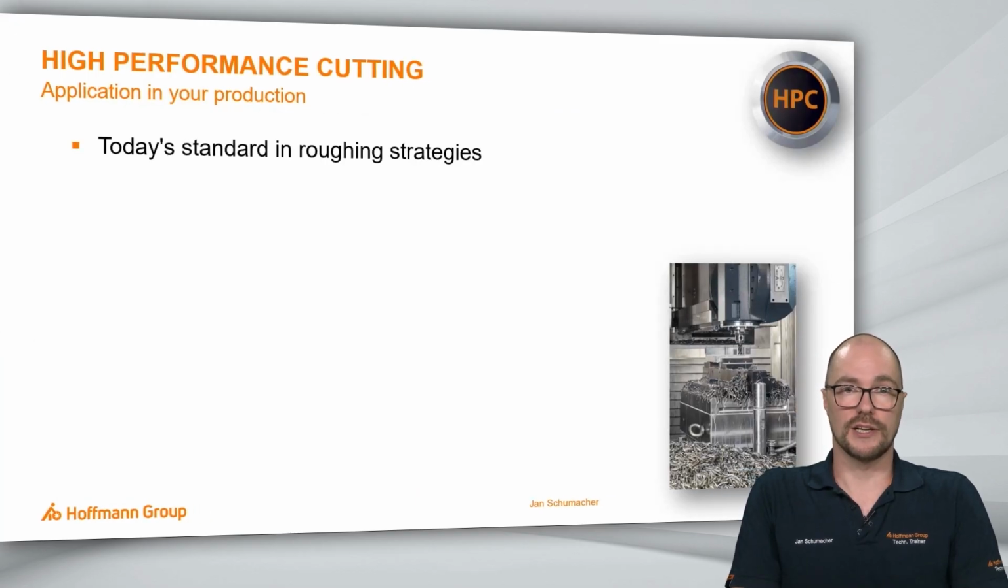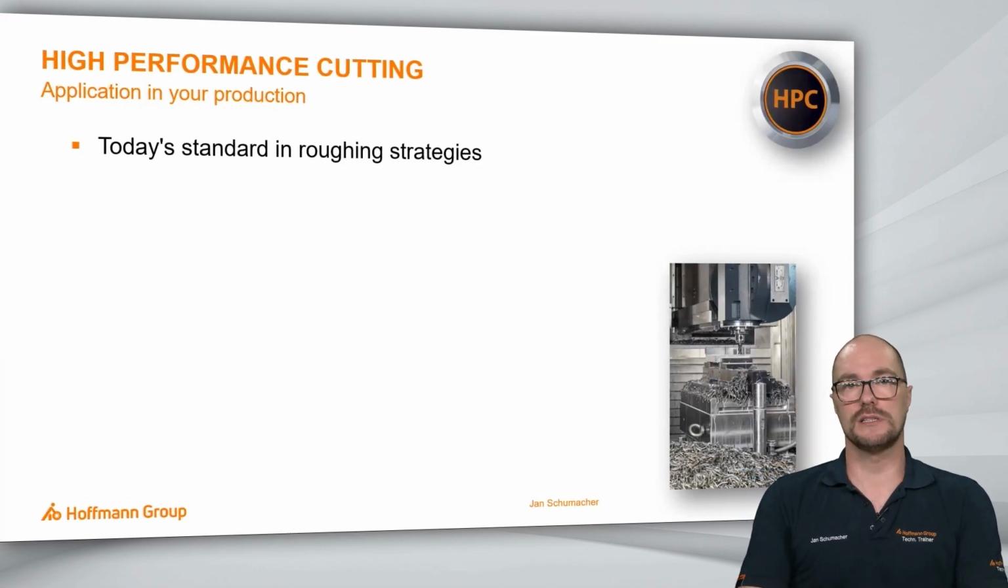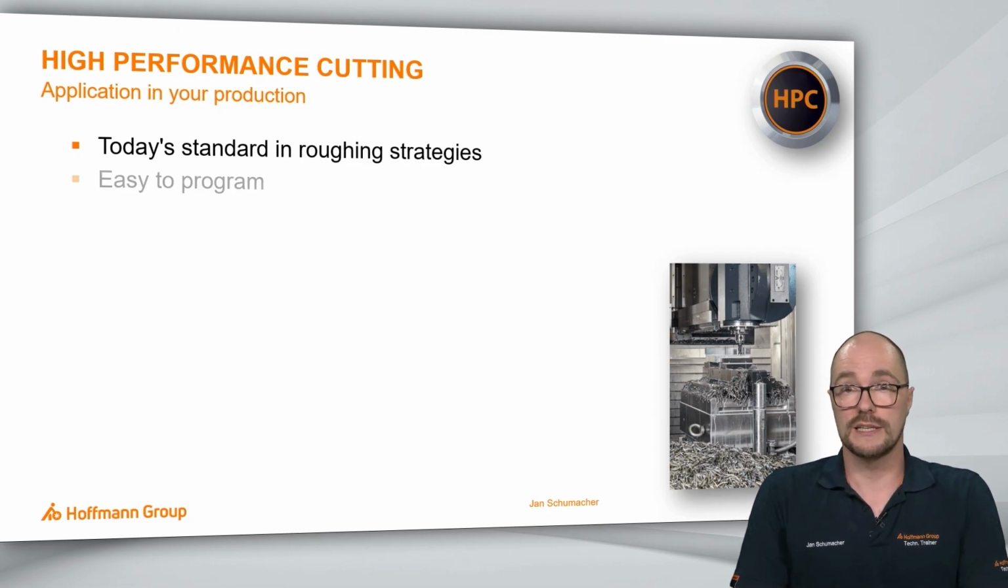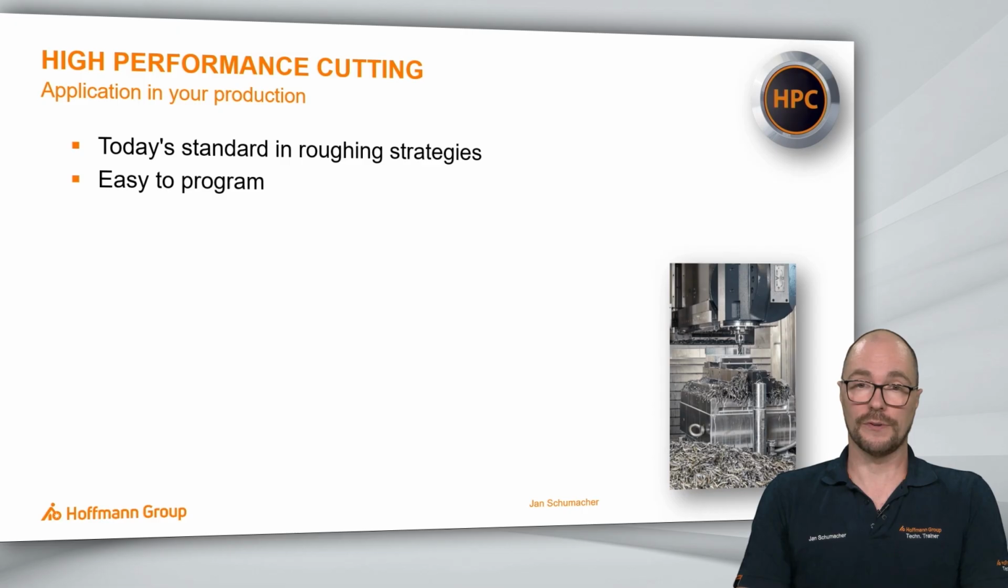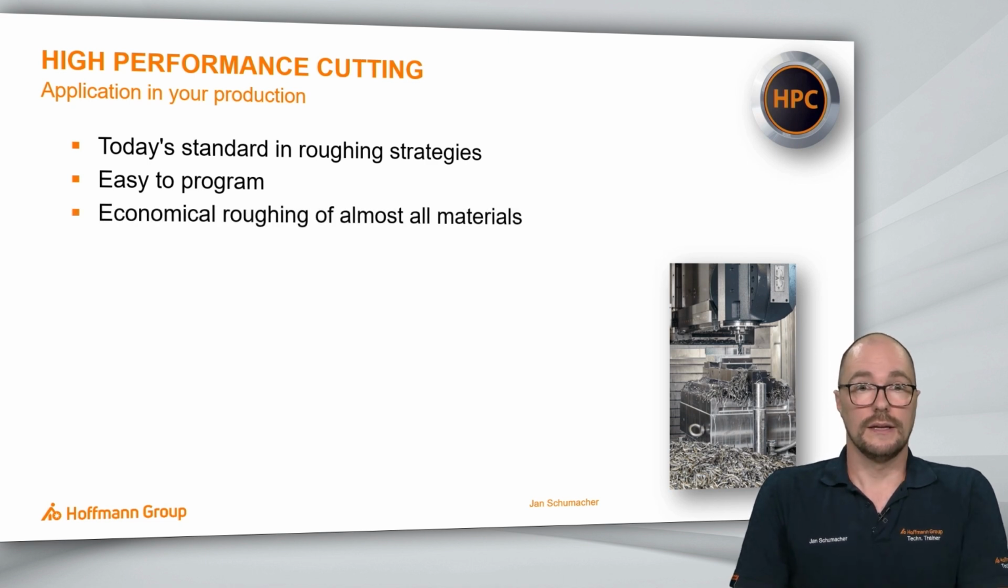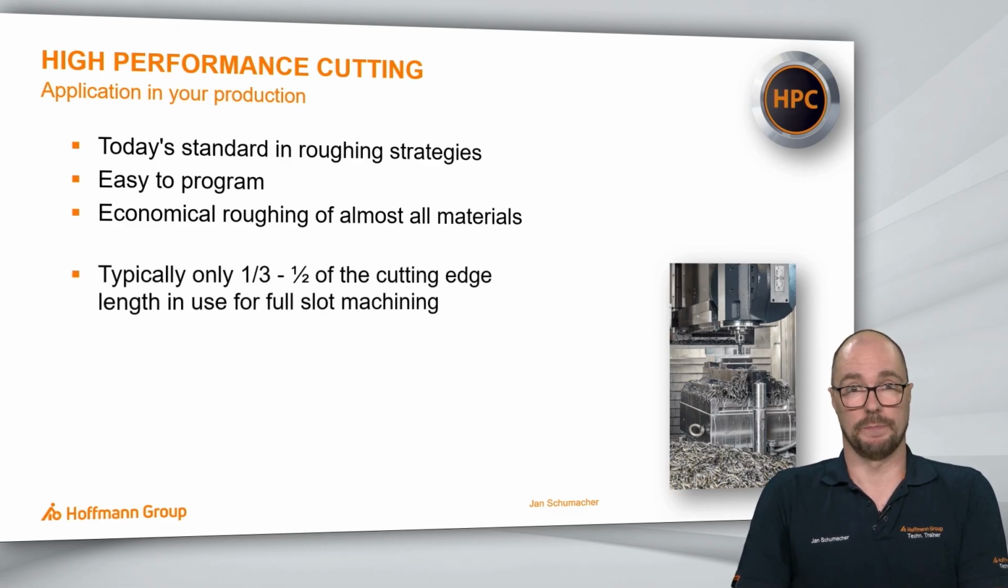To put it in a nutshell, HPC, high performance cutting, is today's standard in roughing strategies. It can be easily programmed on any CNC machine out there. You can even use them on conventional machines, just give them a go. It is very economical in almost all materials. There are some exceptions like hardened steel or titanium, but basically you can do anything with HPC strategy.